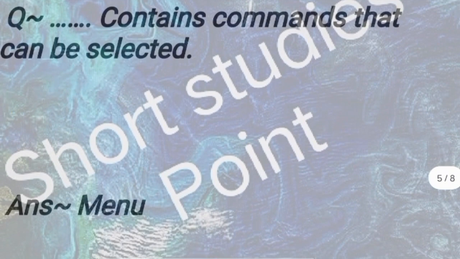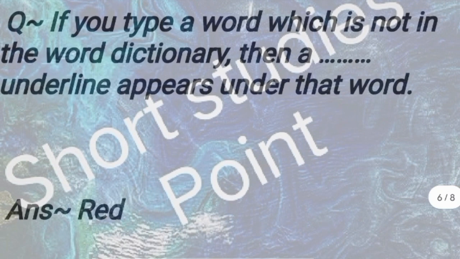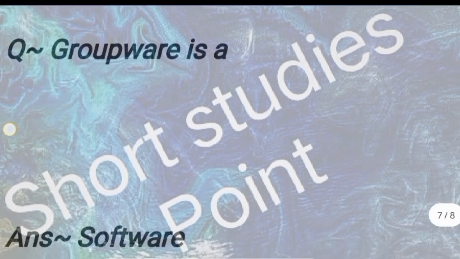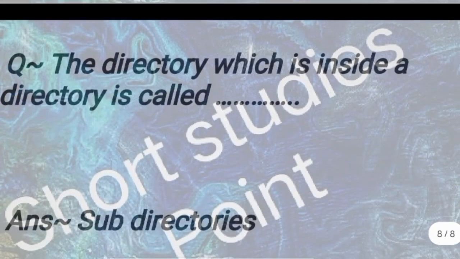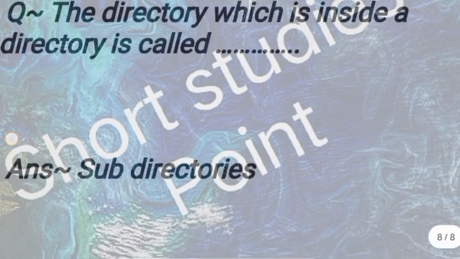Next question: dash contains commands that can be selected. Answer: menu. Next question: if you type a word which is not in the Word dictionary, then a dash underline appears under that word. Answer: red underline. Next question: group word is a dash. Answer: software. Next question: the dictionary which is inside a dictionary is called dash. Answer: subdictionary.